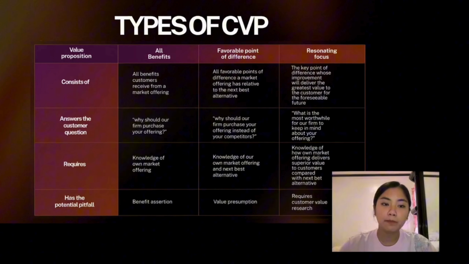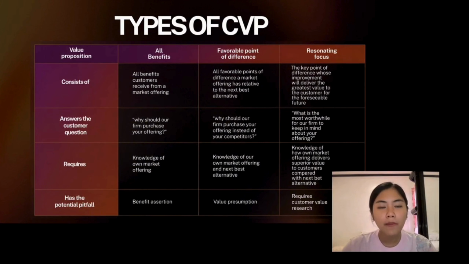And the potential pitfall is that it requires customer value research. So the customer value research could take a lot of time, money, and effort from the company. And maybe sometimes the customer research could also be misunderstood. That's why it is a potential pitfall, because even if you spend time, money, and effort, if it is not done properly, the company may still misunderstand what customers truly value.